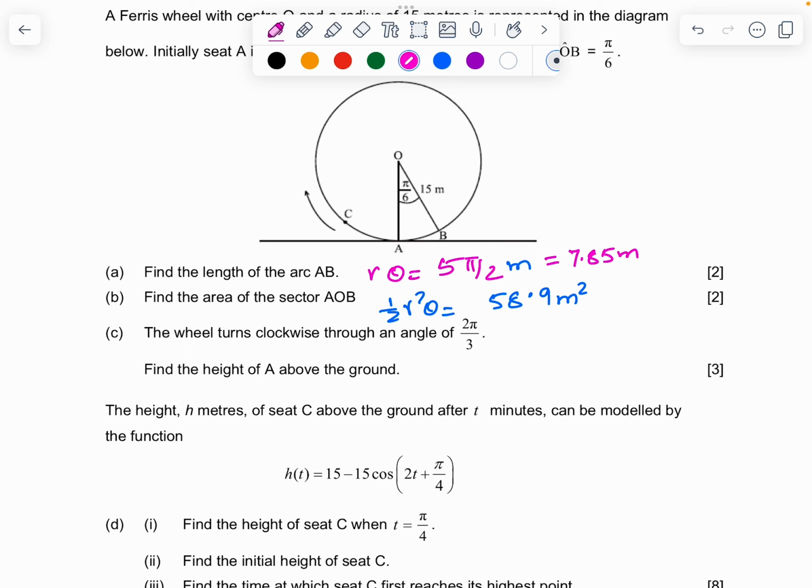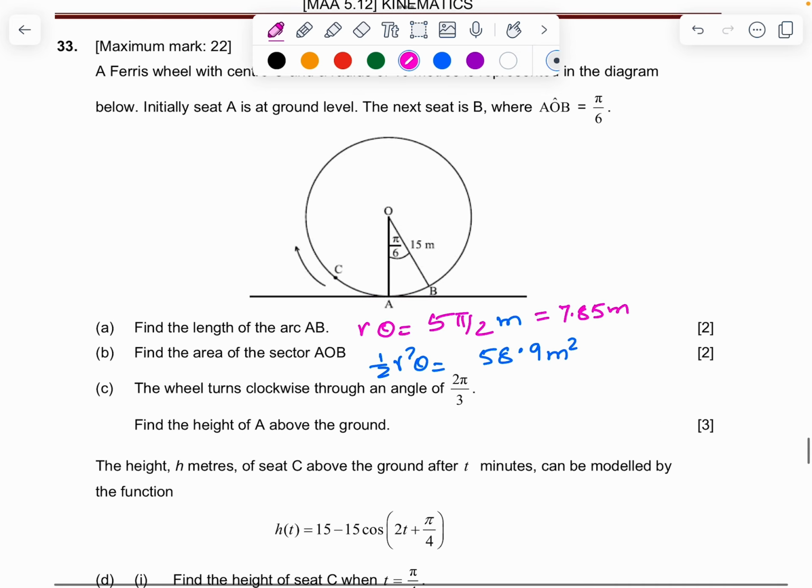The wheel turned clockwise through an angle of 2 pi by 3. Find the height of A above the ground. So what is happening? It's turning 2 pi by 3. The wheel turns, find the angle, what is the height of A. So it has been turning 2 pi by 3. 2 pi by 3 means 120 degrees.